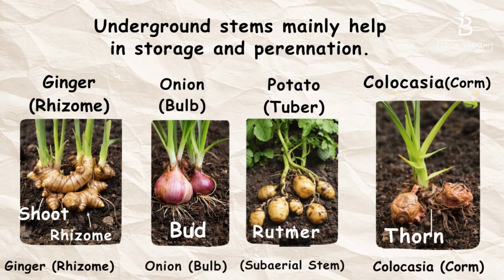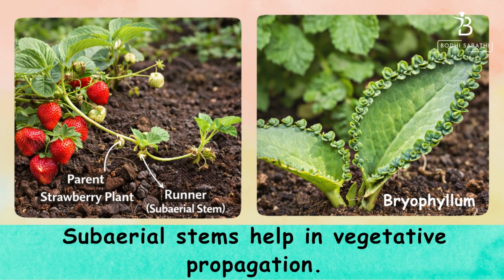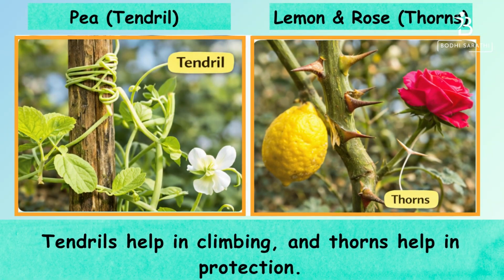Underground stems mainly help in storage and perennation. Subaerial stems help in vegetative propagation. Tendrils help in climbing. And thorns help in protection.